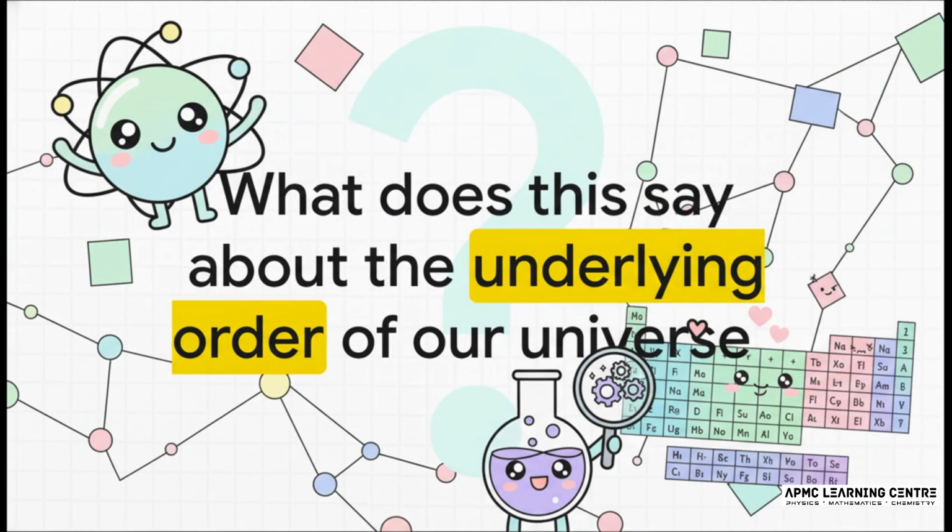We've just seen that an element's entire personality, how it acts, who it bonds with, what it wants to be, is all determined by its address on this simple grid. So if something so fundamental can be so beautifully ordered, what does that tell you about the underlying rules of our entire universe? It's pretty mind-blowing when you think about it.